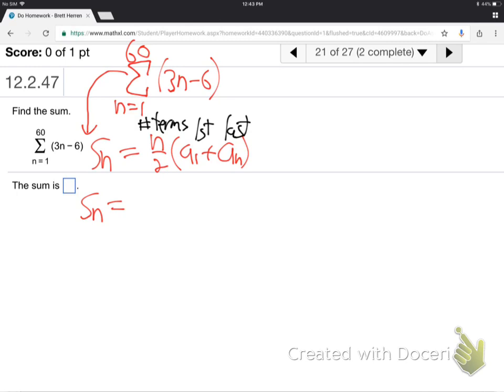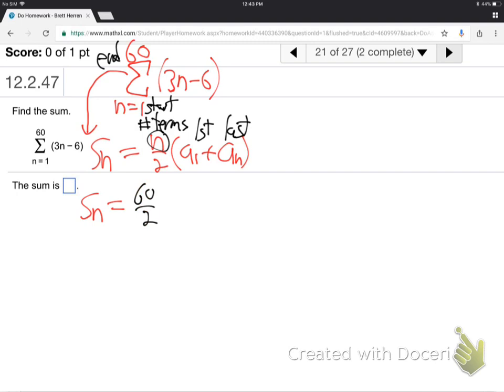Because they're telling me right here, it ends at 60. Remember, the bottom number is where it starts. If you start at 1 and you end at 60, how many terms did you do? 60 terms. So this time we don't have to work hard for n. We don't have to use the other formula. Do you see that? We know how many terms.